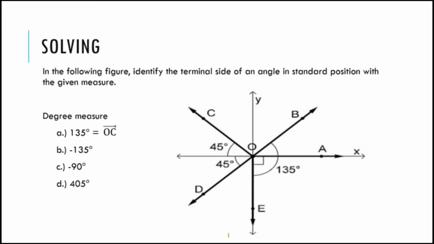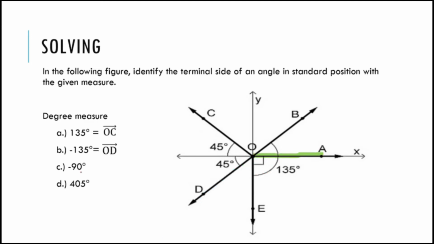For the second degree measure, we have negative 135 degrees. And since it is negative, we can expect that the arrow will go in a clockwise motion, or it will point to the right. Starting with the initial side here, like before, we know that this is already 90 degrees. And 135 minus 90 is 45, which is half of 90, which tells us that it ends here. The terminal side of the angle with the degree measure negative 135 is the ray OD.